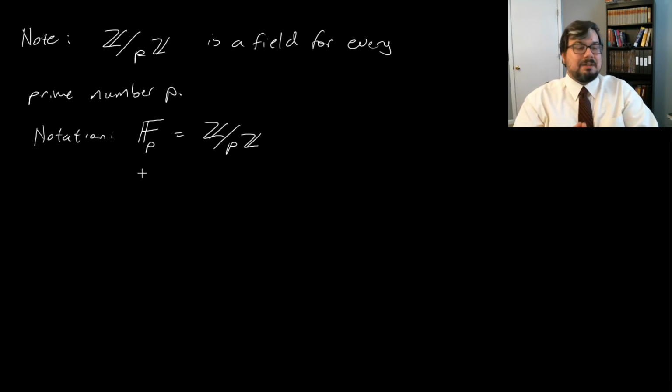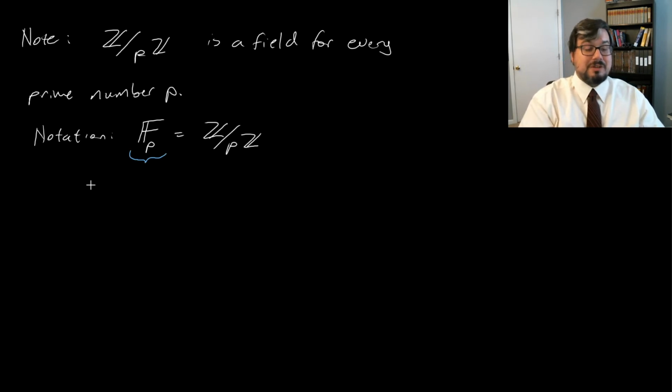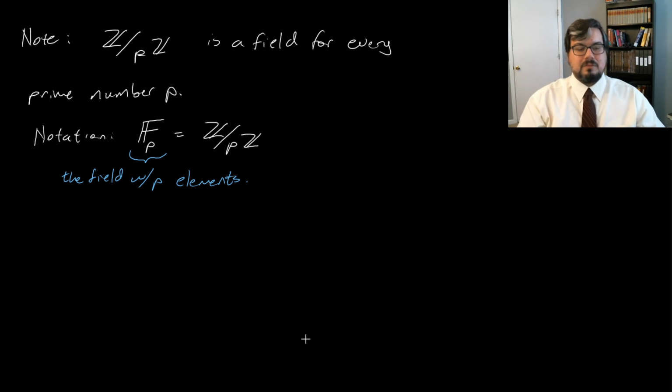What we will find eventually when we start talking about fields in earnest is that this is the only field with p elements up to isomorphism. We're going to talk about ring and field isomorphism in a little bit. And so we often describe this notation as the field with p elements, because up to isomorphism there's only one, and it's Z mod pZ. We don't define this notation for numbers that aren't prime numbers, so there is no F_4 or F_6.